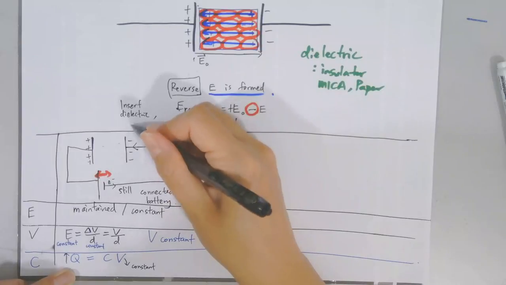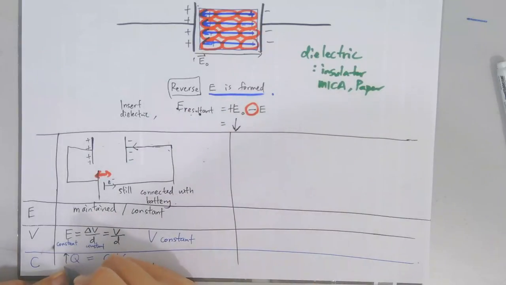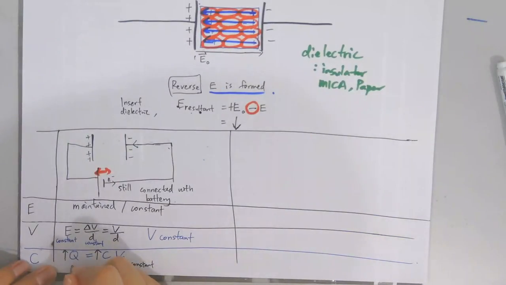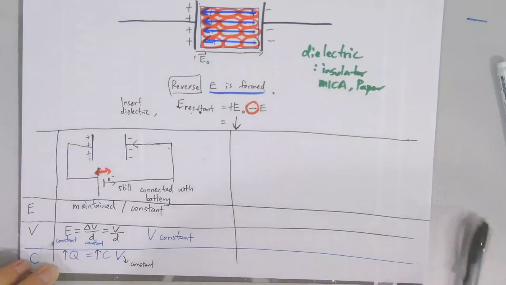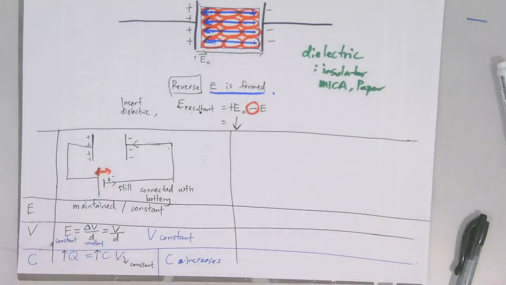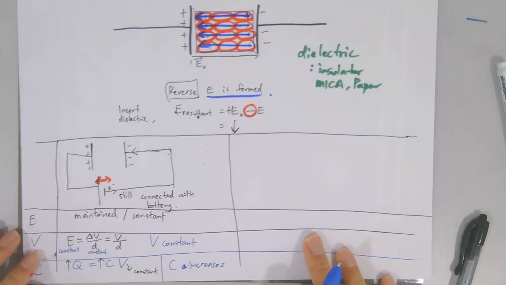Jadi kalau more charge, maksudnya charge bertambah untuk capacitor untuk case ini. Kalau charge bertambah, nilai V constant, apa yang berlaku kepada C? We found that in this case capacitance actually increases. Okay, so this one is for the first case, situasi pertama yang selalu dia akan tanya dalam soalan.